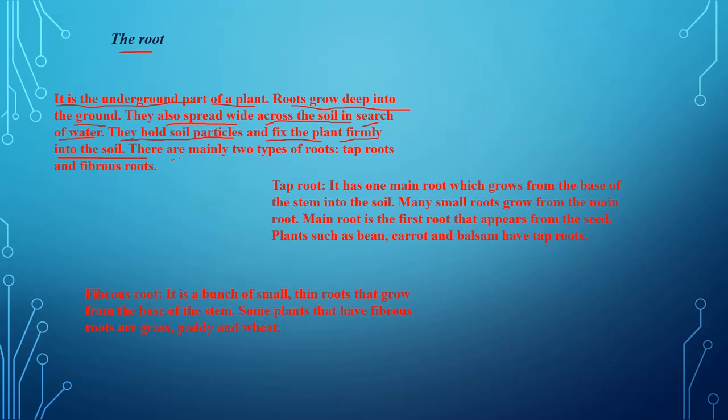Okay. There are mainly two types of roots. We see two major parts: one is the shoot system and the other is the root system. Now, inside the root system, there are two main types. There are tap roots and fibrous roots. So what is a tap root? It has one main root which grows from the base of the stem into the soil. The root system will have only one main root, with which the small roots will come.